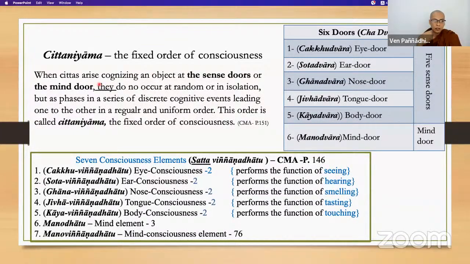So what is the fifth order of consciousness? When consciousness arises, it arises cognizing an object. Consciousness never arises without cognizing any object. It may seem that my consciousness arises but I don't know anything or don't recognize, but actually, consciousness itself has the nature to cognize the object.